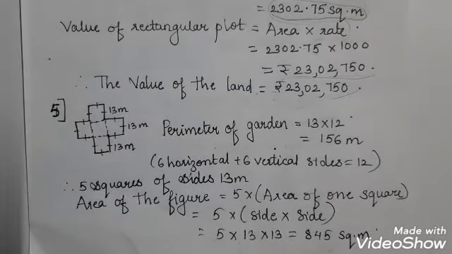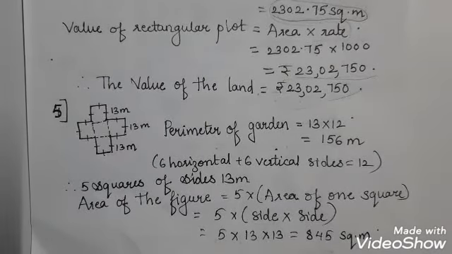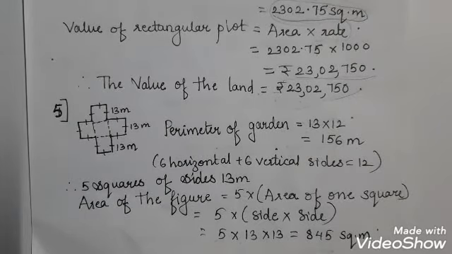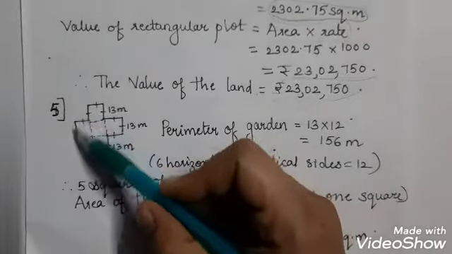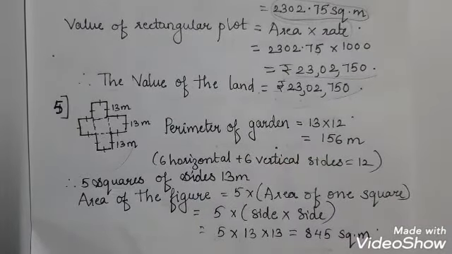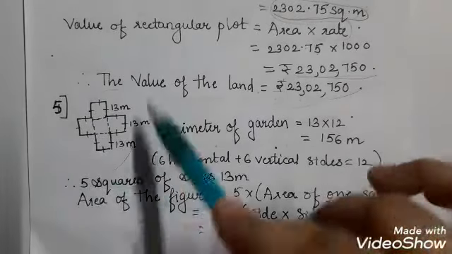Find the perimeter and area of a garden with the measures as shown in the figure alongside. So they have given you the measures, right? You can see the figure is given. This is the given figure. And from the given figure, we have to find the perimeter and the area of the garden.